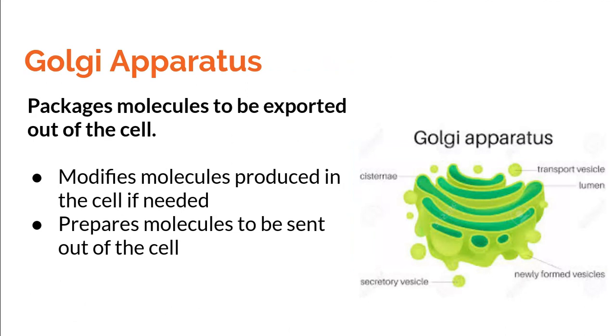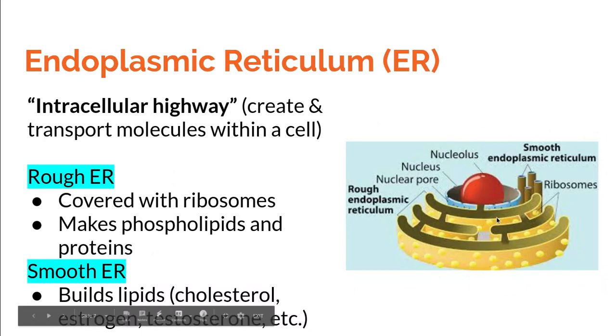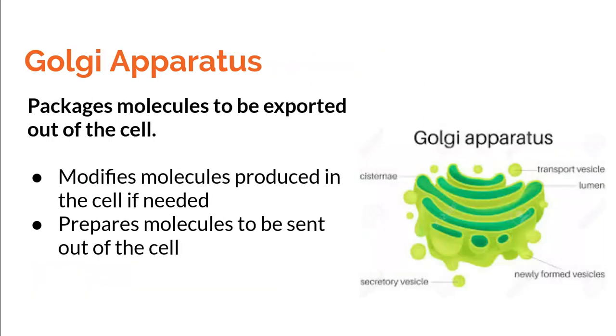Moving on to the Golgi apparatus. The Golgi apparatus is used to package molecules to get them ready for leaving the cell, or being exported out of the cell. The Golgi apparatus kind of looks like the rough endoplasmic reticulum. It's made of these folds and curves and swerves, but the goal of the Golgi apparatus is to take molecules that are produced in the cell and modify them and essentially get them ready to leave the cell.